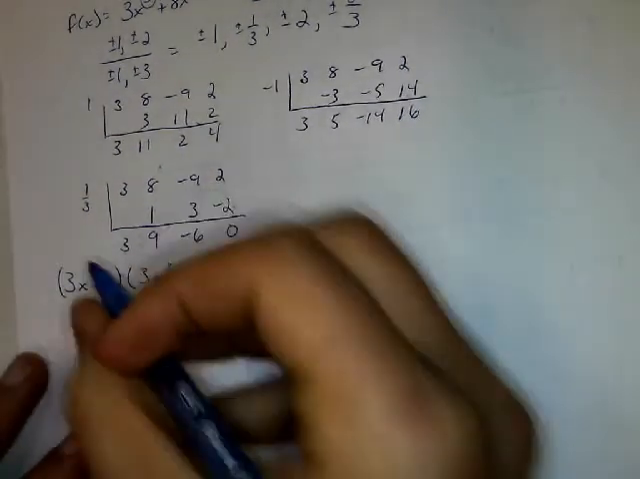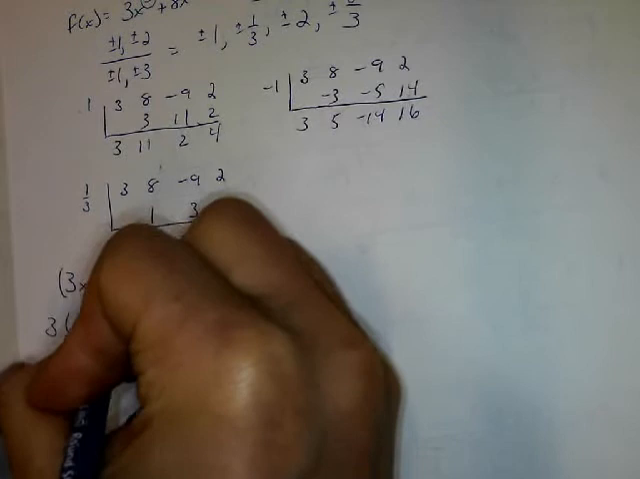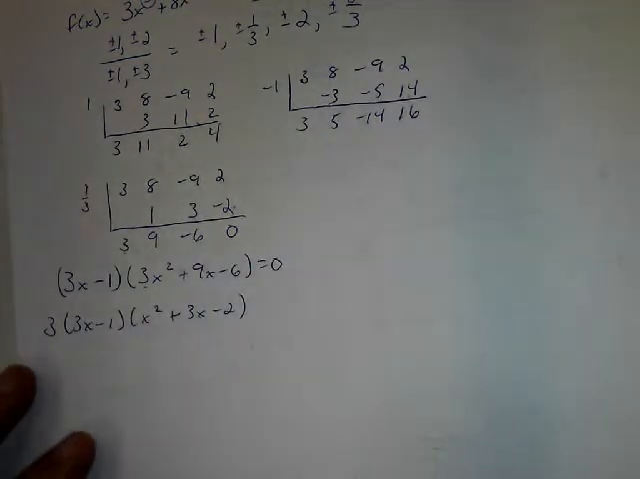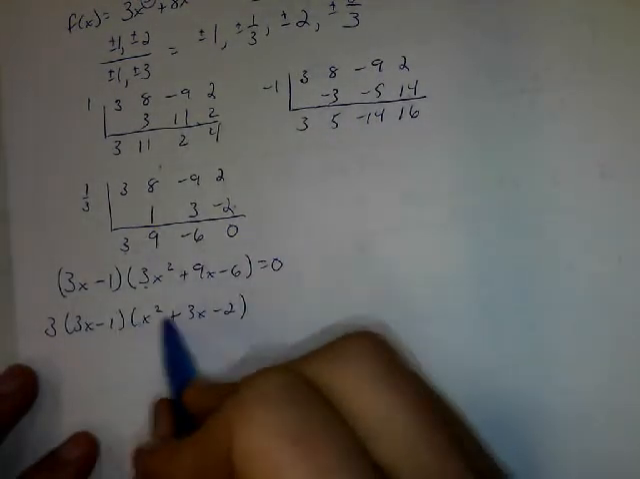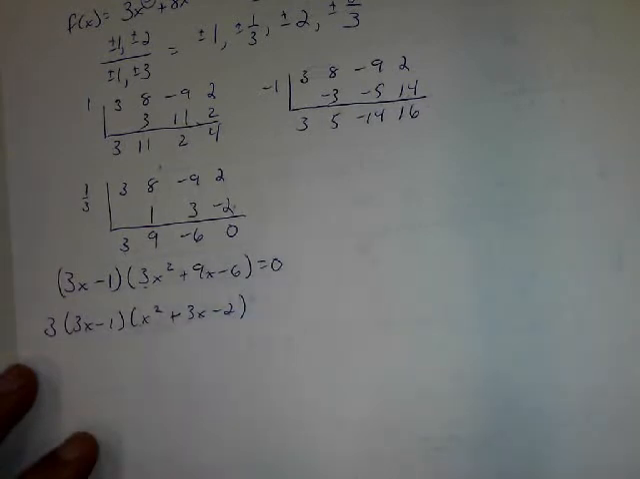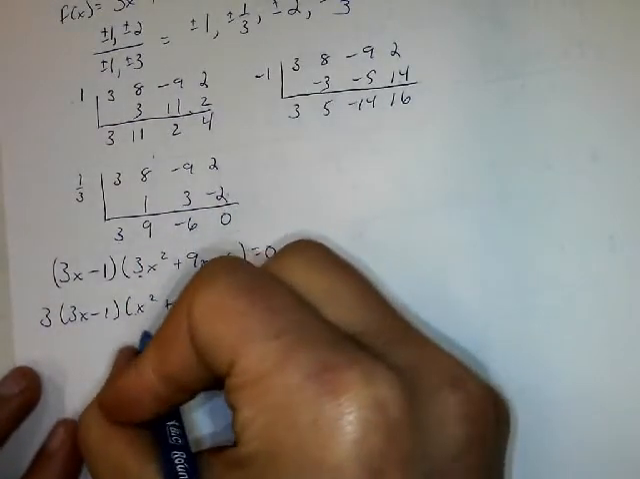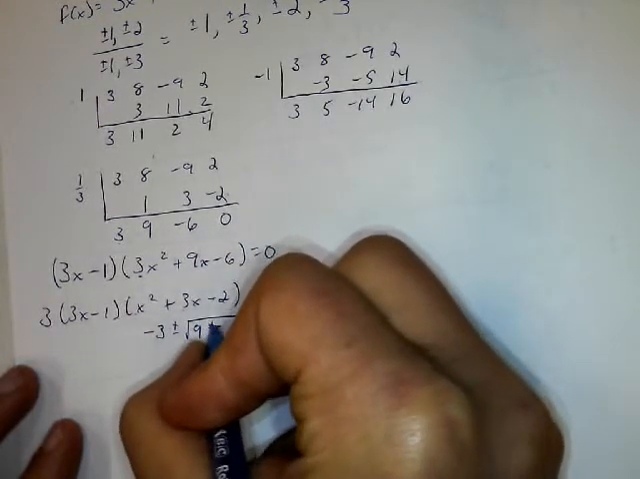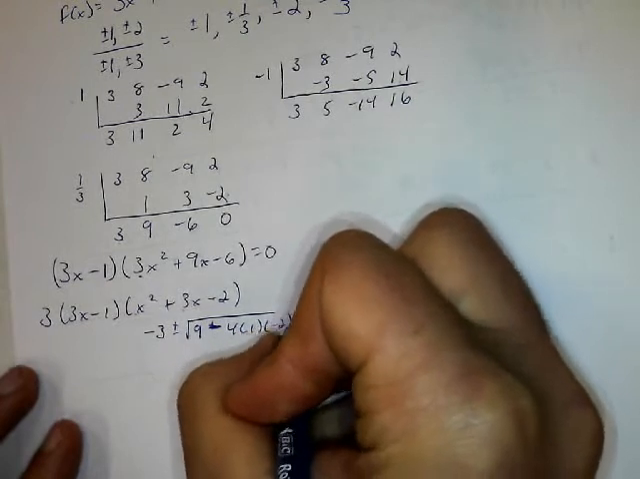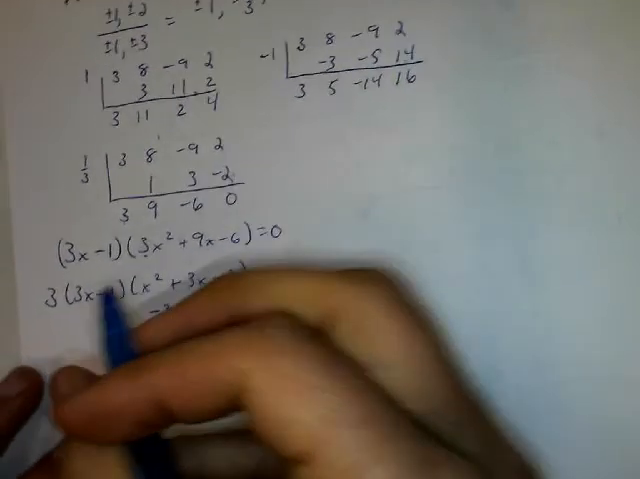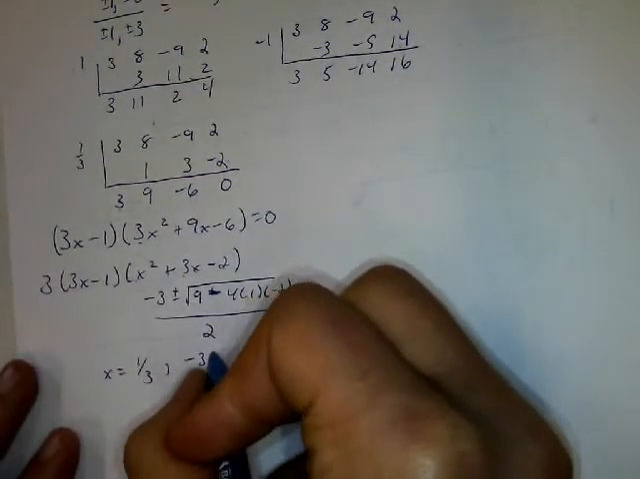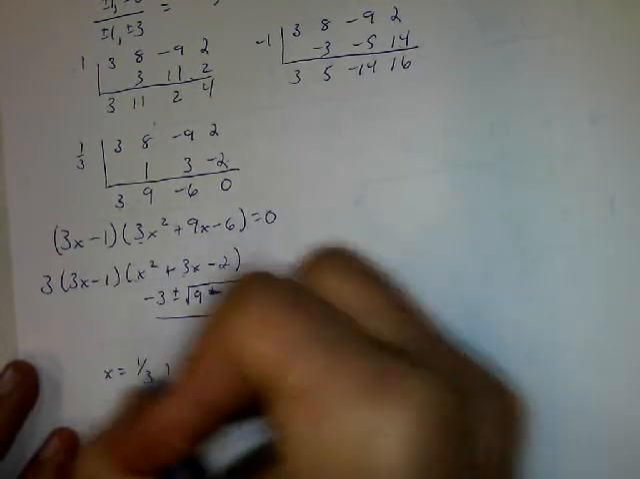So now I've got to factor that. I'm going to pull out a 3. That'll make my life a little bit easier. And I believe we could factor this by hand maybe. What multiplies to negative 2 and adds to 3? Nope, that doesn't work. The signs are messed up. If that was positive, we could do it. So this needs the quadratic formula. Negative 3 plus or minus the square root of 3 squared, which is 9, plus 4 times 1 times 2, all over 2. So our roots are x equals 1/3 and negative 3 plus or minus the square root of 17 over 2.